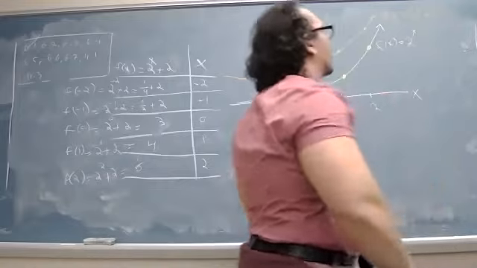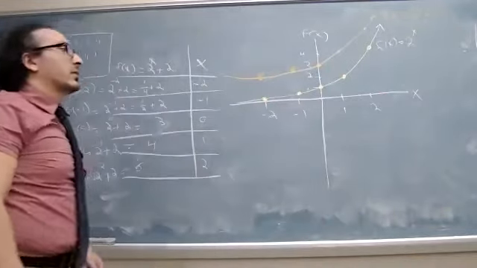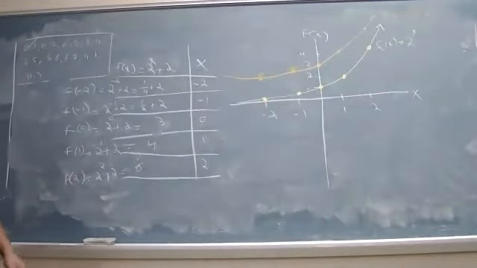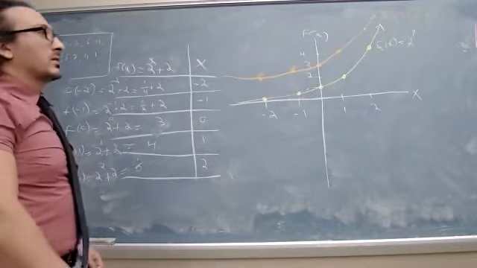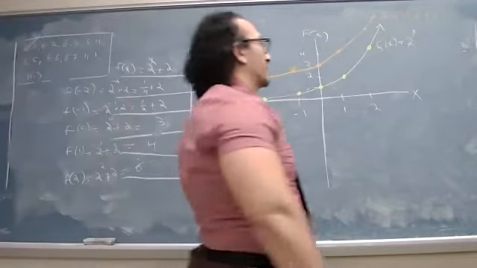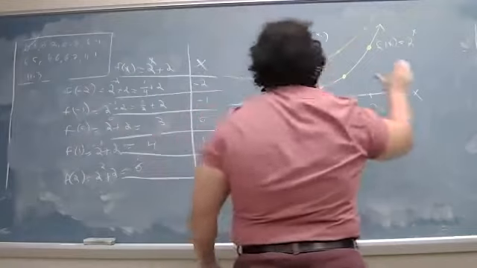Notice that adding a 2 just caused a vertical shift. If we subtracted a 2, it would cause a vertical shift down. Adding values causes a vertical shift up. Subtracting values causes a vertical shift down. So how do we do a horizontal shift?